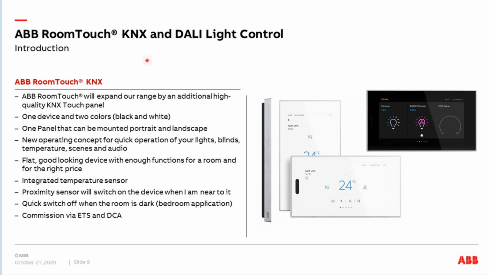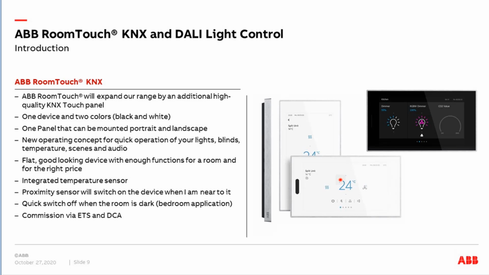Some words about the ABB RoomTouch KNX. We launched this KNX touch panel last September. It is available in two colors, black and white, and can be mounted in the so-called landscape mode or portrait mode. This ABB RoomTouch offers all functions we need in a typical room, meeting room, or for example a residential room. We can control all the lights, blinds, room temperature control, call scenes, and of course it is also possible to control audio devices. It has some features inside like a temperature sensor, proximity sensor, and a lot more things, timers, alarm messages, and so on.